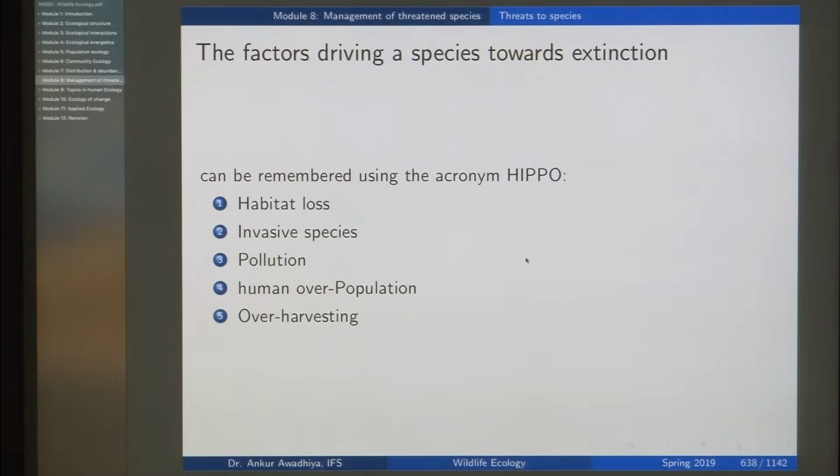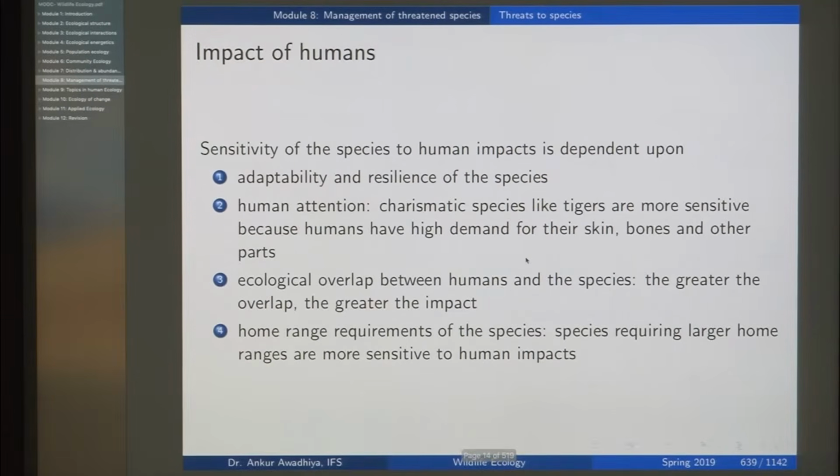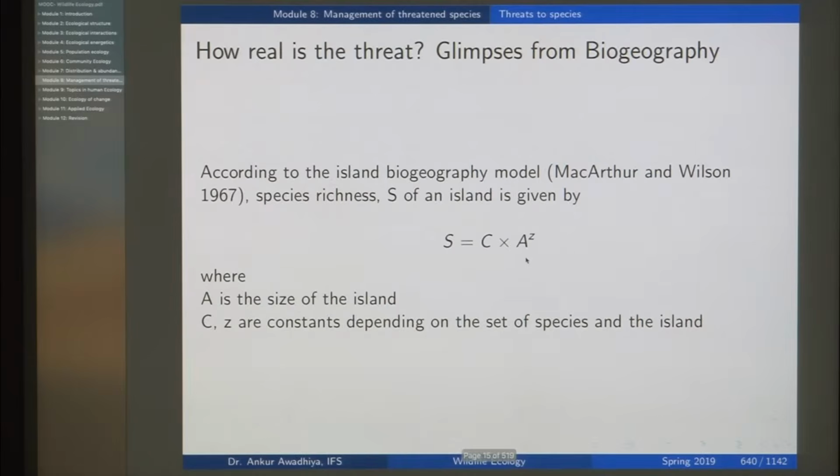Next, we had a look at the factors that drive a species towards extinction. We can remember them using the acronym HIPPO. So, this is habitat loss, invasive species, pollution, overpopulation and overharvesting. Then we looked at the impact of humans. It depends on the adaptability of the species, the attention that humans give to that species, the ecological overlap between humans and the species, and the home range requirements. If a species has a larger home range requirement, it is more susceptible to the impacts.